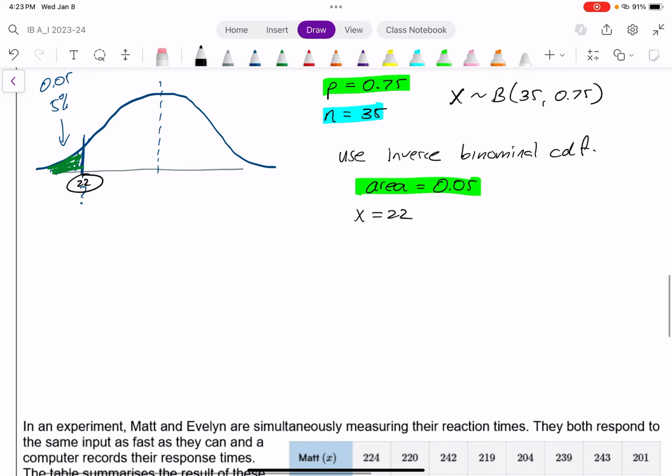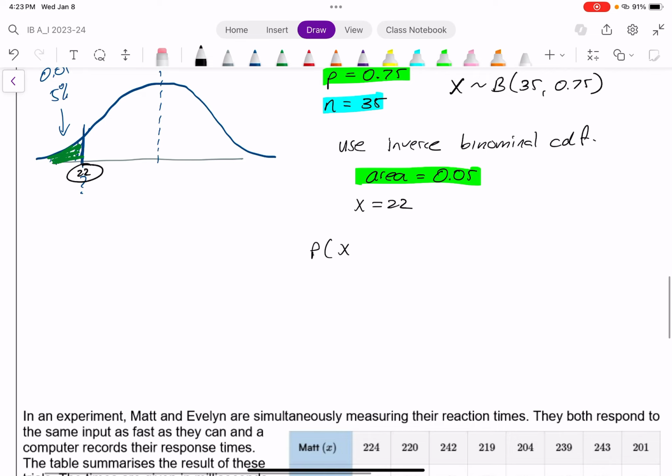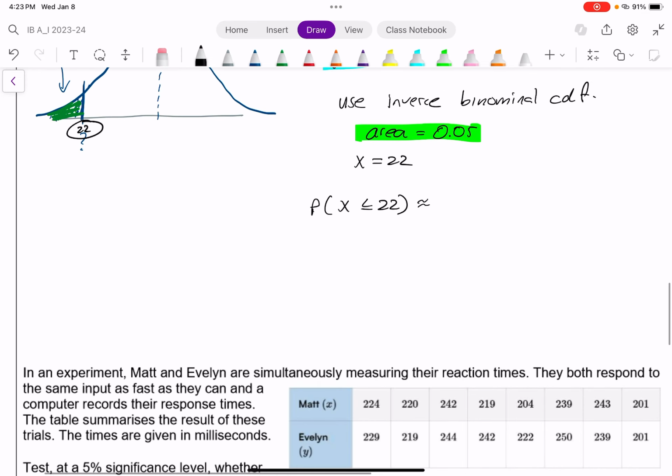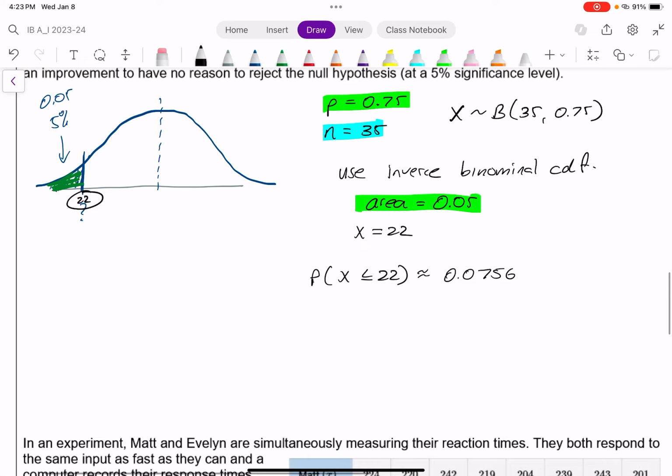Here, I'm going to just use the usual binomial cumulative distribution function, not the inverse. If we find the probability that x is less than or equal to 22, we get a probability of about 0.0756. Notice it's more than 5%, and that's because binomial distributions are discrete. It's going to be 21, 22, 23, not something in between.